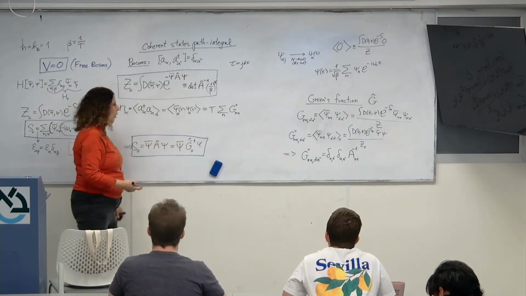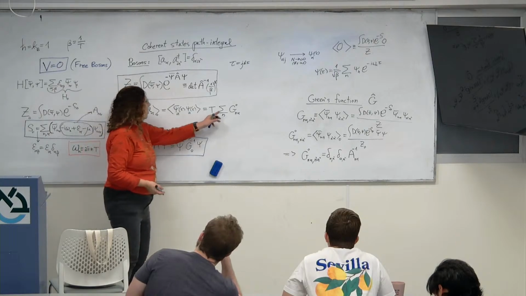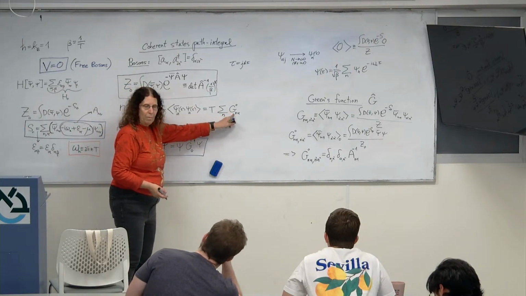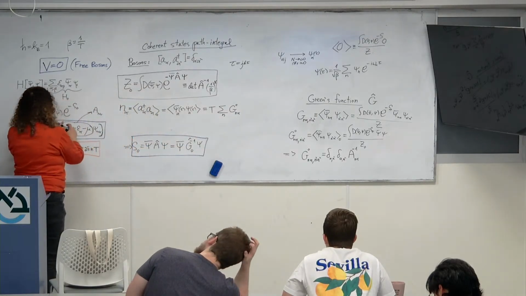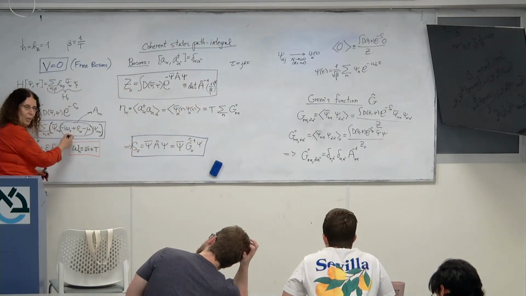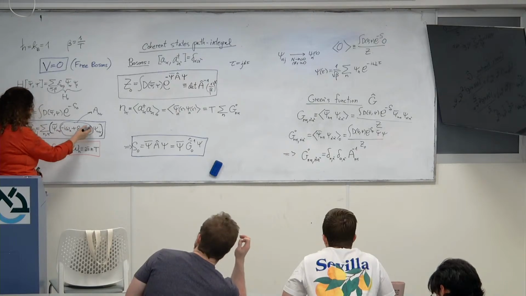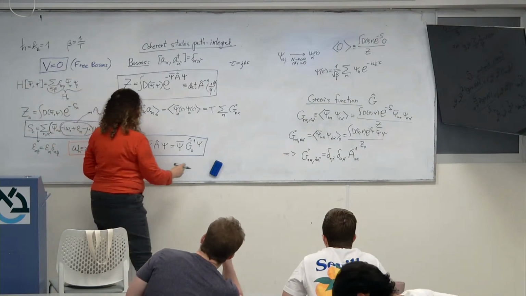Very simple, but we also know what G naught of n alpha is. It's the inverse of this stuff in the action, which is this minus i omega and so on. So let me write it down.